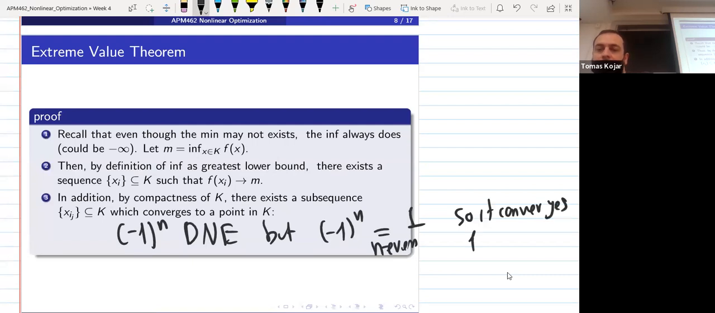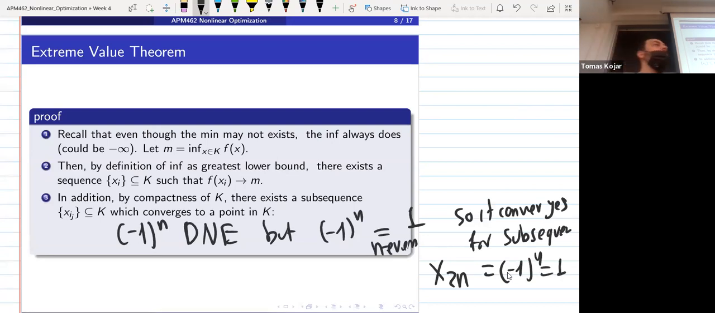It converges for the subsequence x_{2n}. It goes to 1. Do you understand? So this guy does not converge, but it has a subsequence that does. That's the definition of compactness, that you can always find a convergent subsequence. Even though the sequence might not converge, it has some subindex that does. Like even numbers, odd numbers, that's usually what we do. Okay, good.